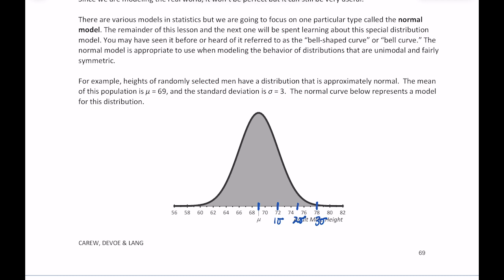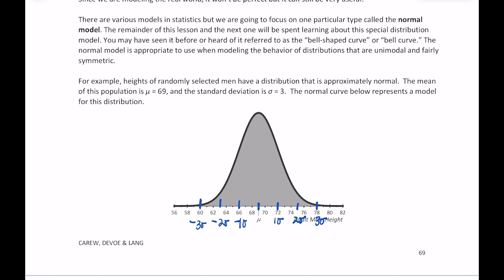Okay, if I go backwards now, mu is 69, so 69 minus 3 gives me 66. So this is 1 standard deviation below the mean. So remember, we're going to put a negative there. 66 minus 3 is 63, so that's going to be 2 standard deviations below. And then 63 minus 3 is 60, which is 3 standard deviations below.